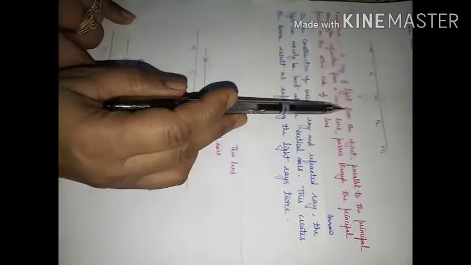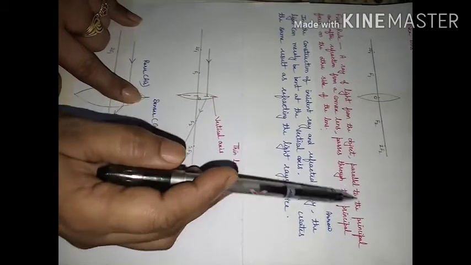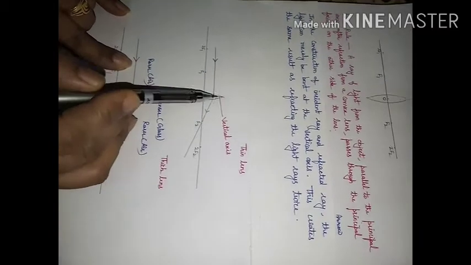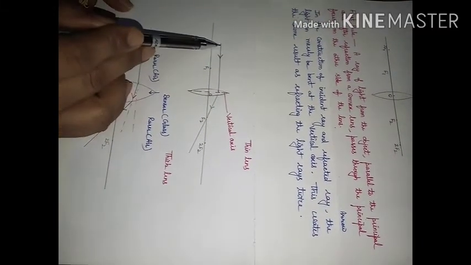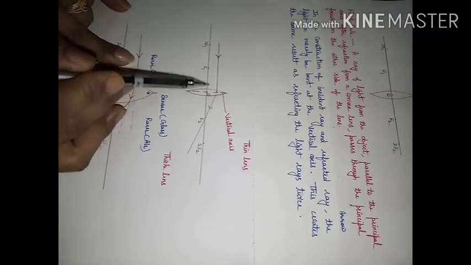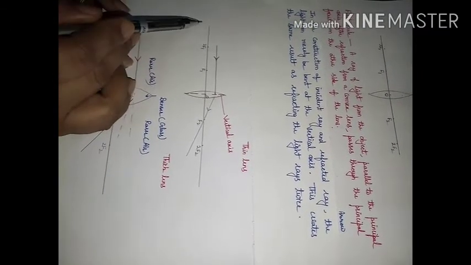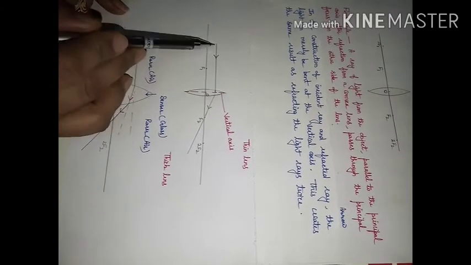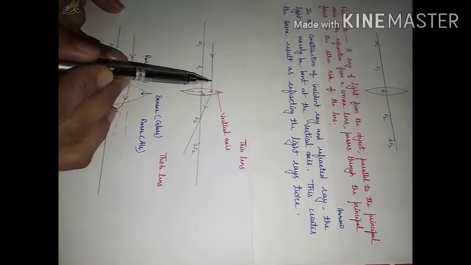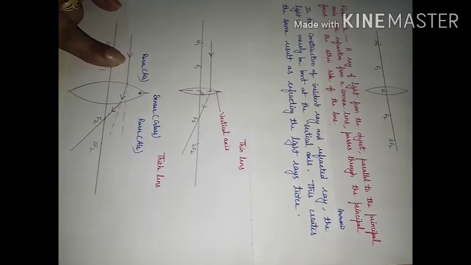A ray of light coming from an object and parallel to principal axis. It means before passing through this lens, this is incident ray. Incident ray is parallel to principal axis. This is coming from an object, and this ray is parallel. The distance of object is such, we have considered this ray to be parallel to principal axis.